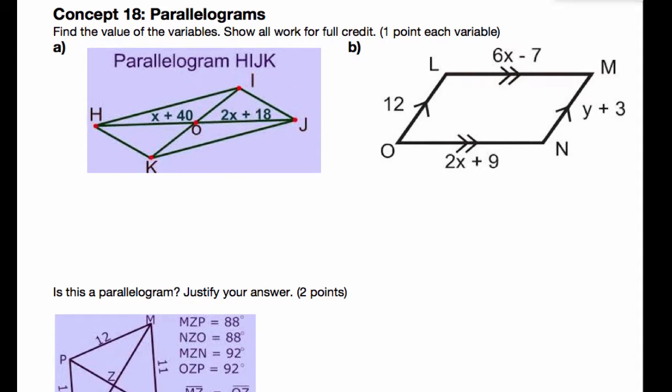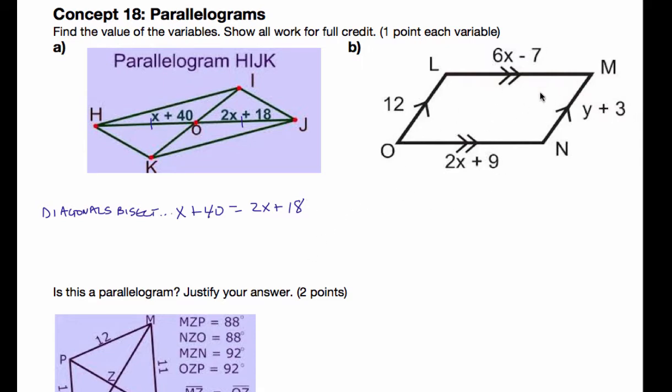Well, this is a diagonal, so the diagonals are bisected. So that means that x plus 40 equals 2x plus 18, because diagonals bisect. So use that information to help you solve that one.